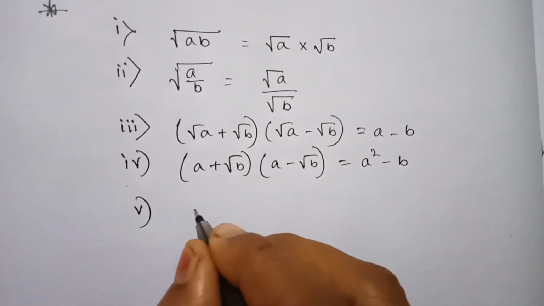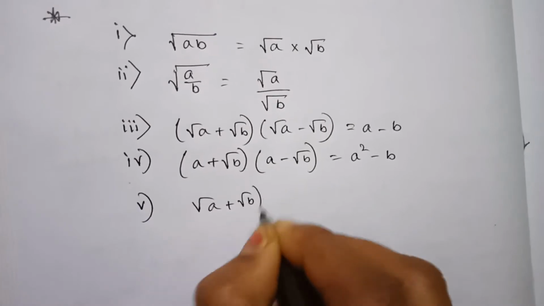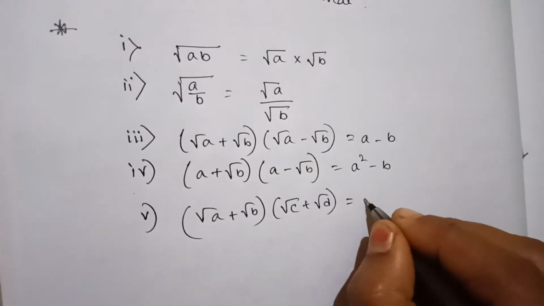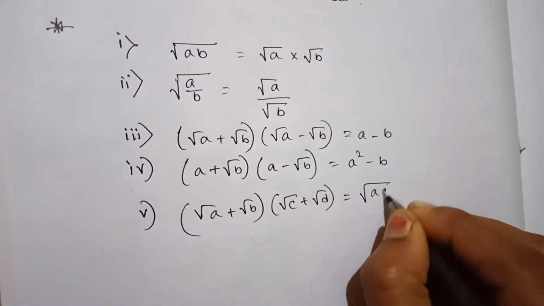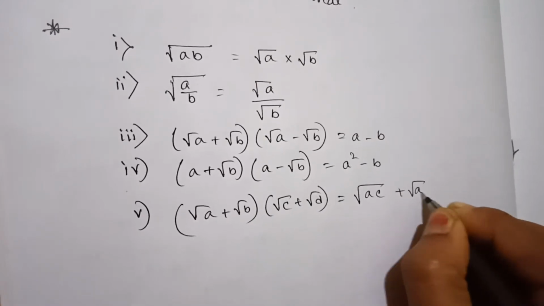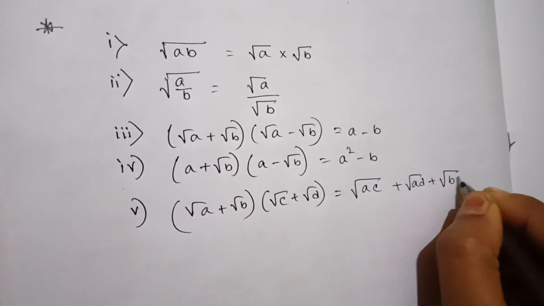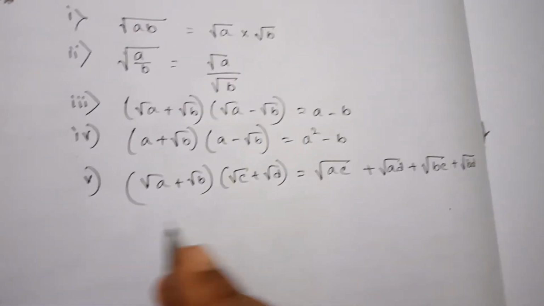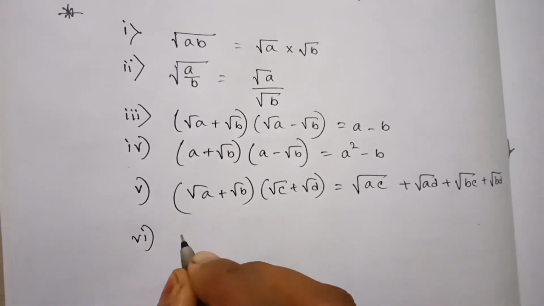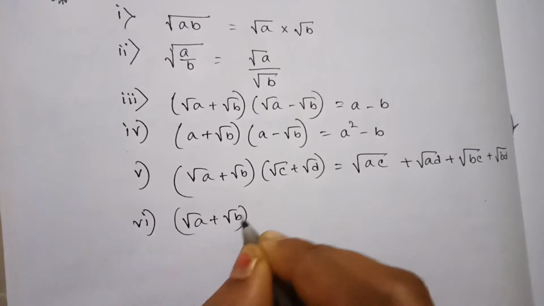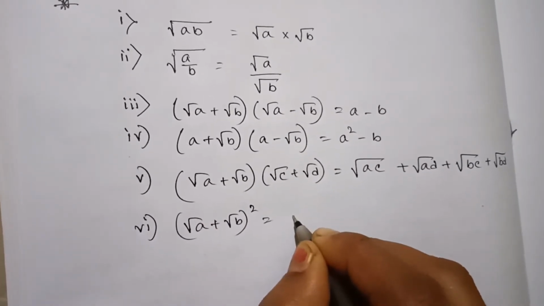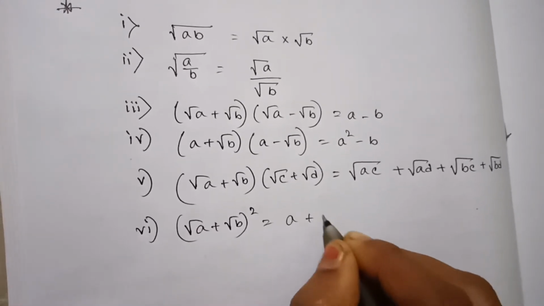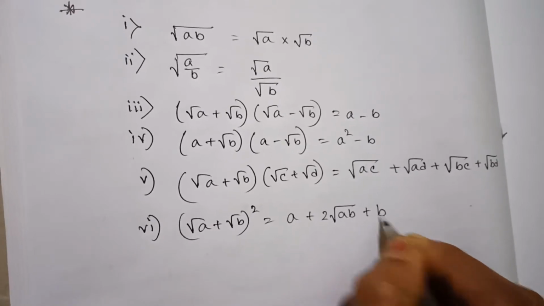Number 5, root a plus root b into root c plus root d. Now normal multiplication if you do, then you will get root ac plus root ad plus root bc plus root bd. Okay, it's normal multiplication. And number 6 will be root a plus root b's whole square is equal to, it's quite obvious, x plus y's whole square. It will be a plus 2 root ab plus b.